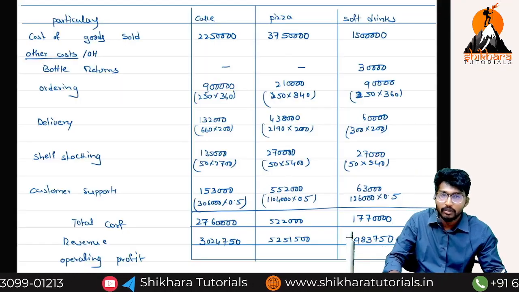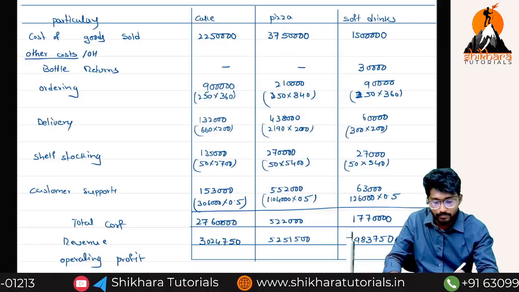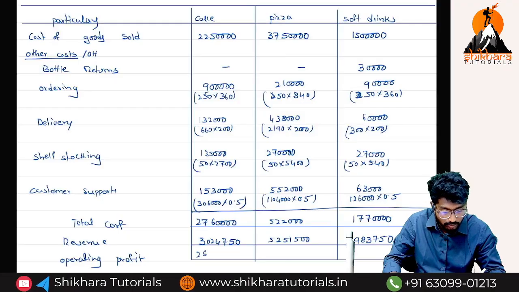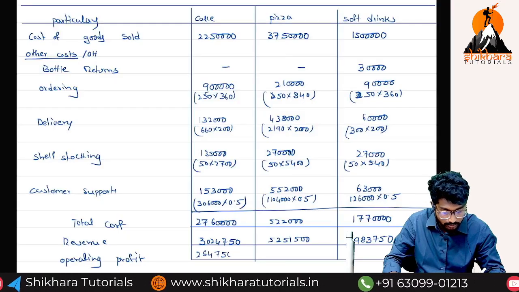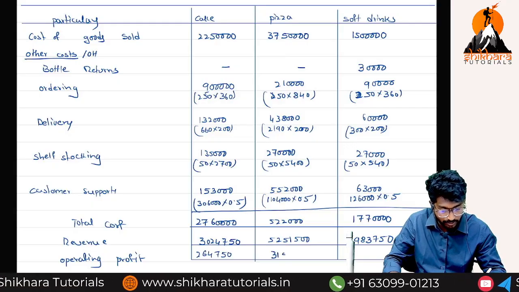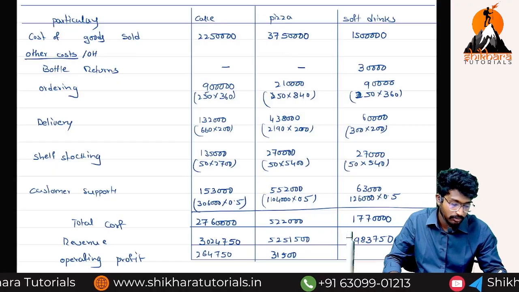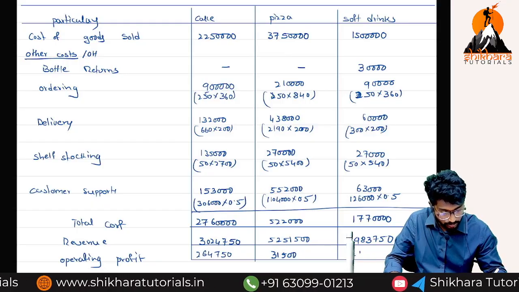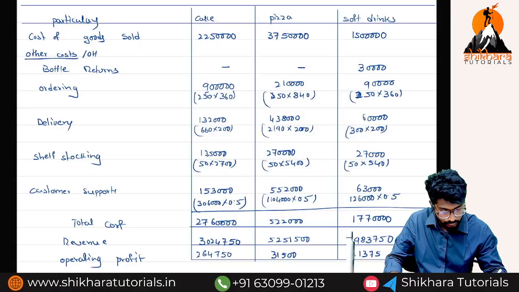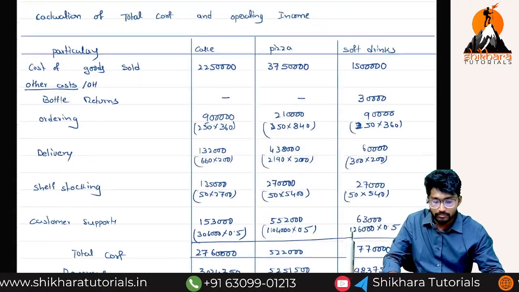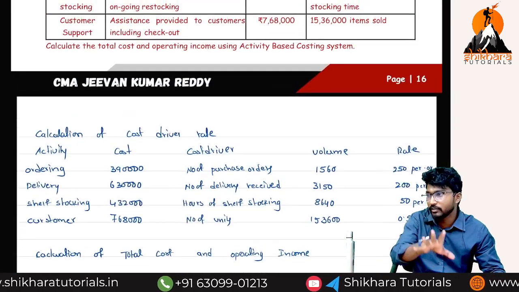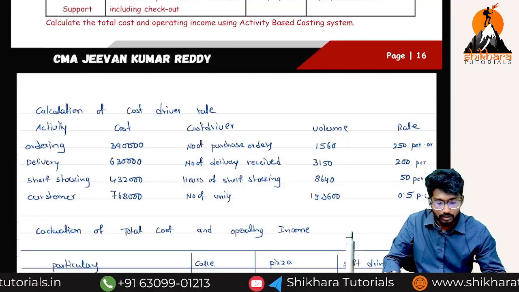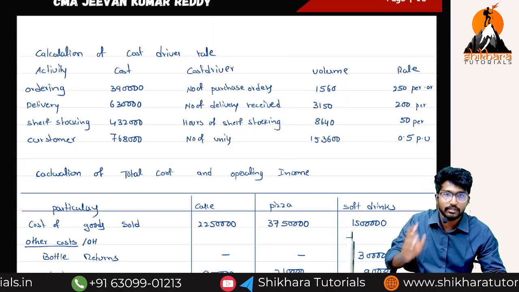Now, what is our operating profit? 22 lakhs 750. Next, 31,500. Next, 2 lakhs 13,000. That's it, no? Next, don't worry, I will share this PDF in your group. I don't want to waste our precious class time.